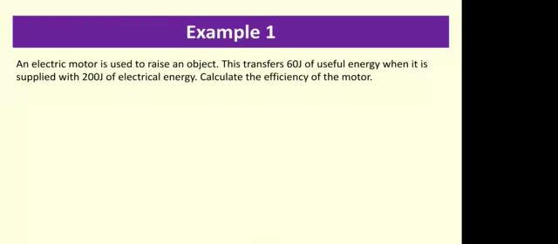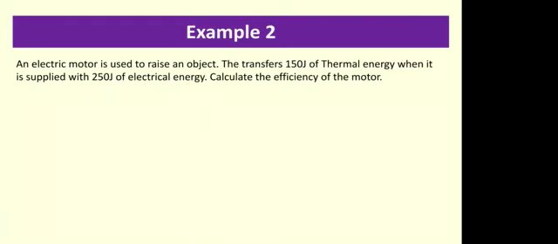So in this case, we've got an electric motor being used to raise an object. This transfers 60 joules of useful energy, so I'm going to put that up top, 60 joules of useful energy, when it's supplied with 200 joules of electrical energy. So I've got 60 divided by 200. I'm just going to do this now on my calculator just to show you. Some of you will be shouting the answer to me over the screen. So we've got an answer of 0.3, and I'm going to times that by 100 to work out our efficiency as a percentage. So it's 30%.